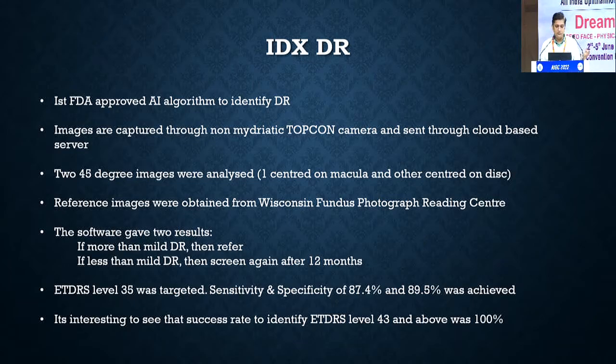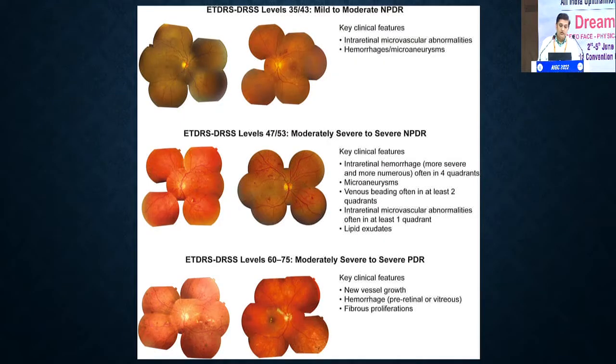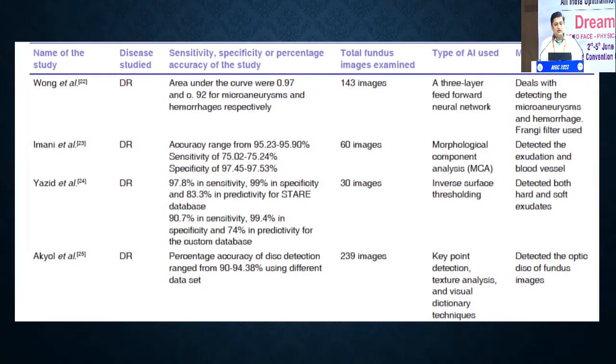Reference images, as Dr. Malay has already shown, were ETDRS level 35, with a sensitivity and specificity of 87.4 and 89.5. And the last line is an interesting line: if we talk of level 43 and above, the success rate was nearly 100%. So now these pictures have been discussed already. This table need not be seen in detail, this is the evolution of AI.